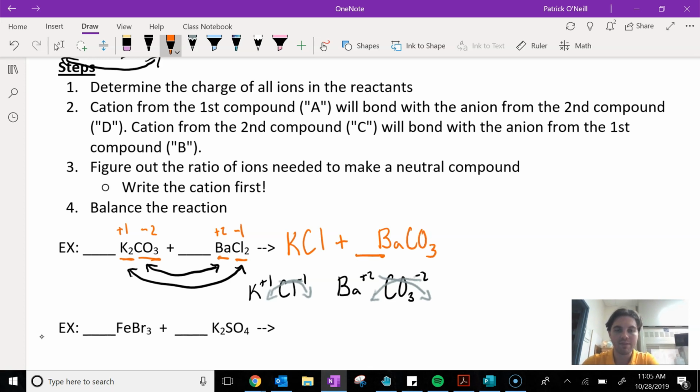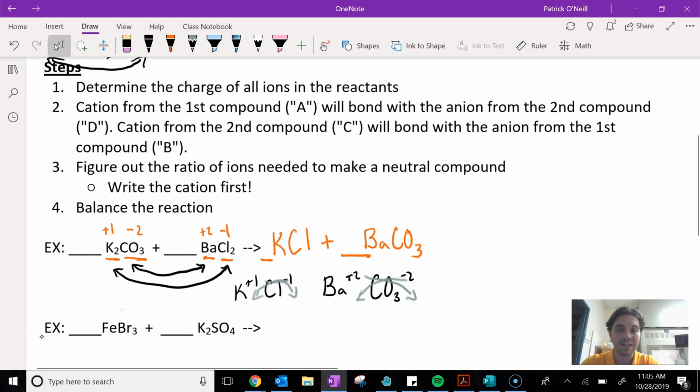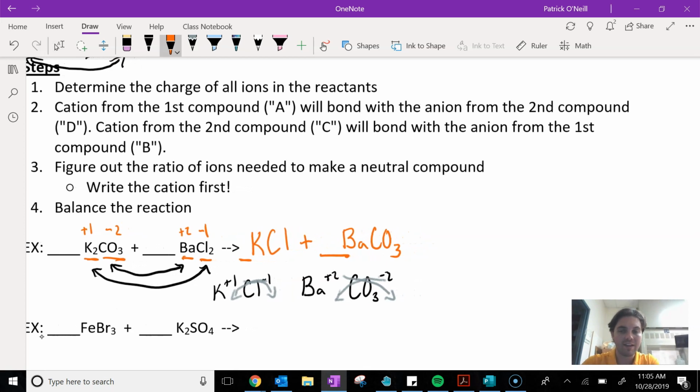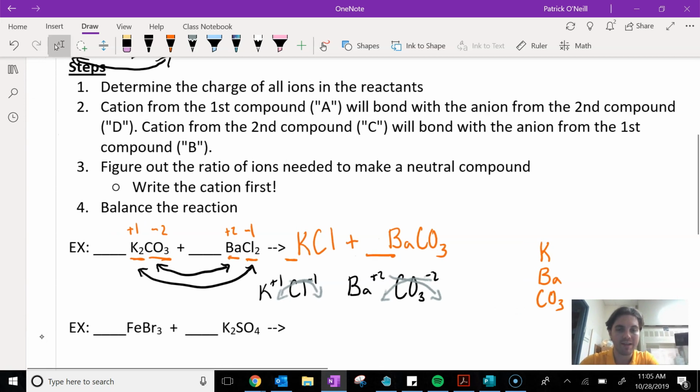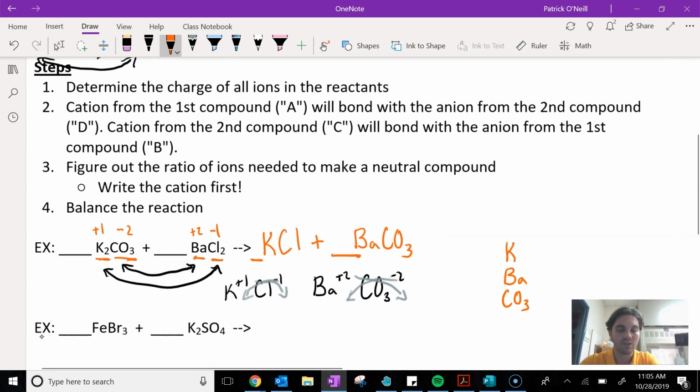So now the last step is we have to determine the coefficients in front of it. It's got to be balanced out. Okay, so in order to do that, we need to make sure that the potassium on each side balances out, that the barium on each side balances out, the CO3 on each side balances out, and the chlorine on each side balances out.